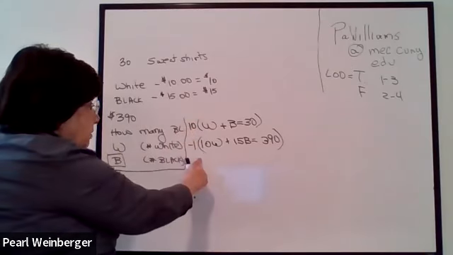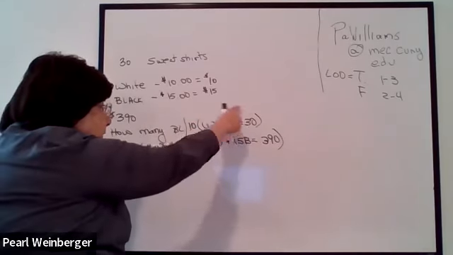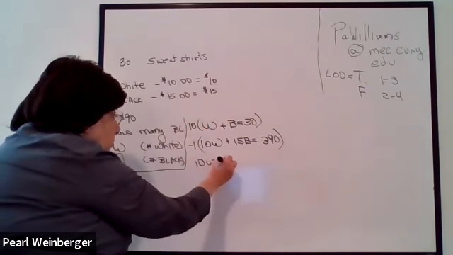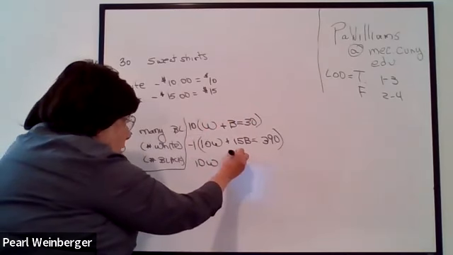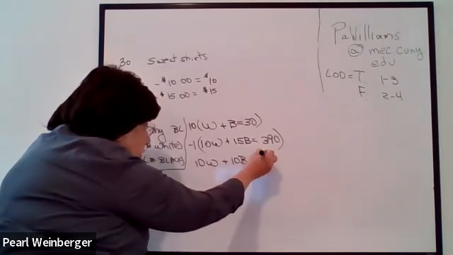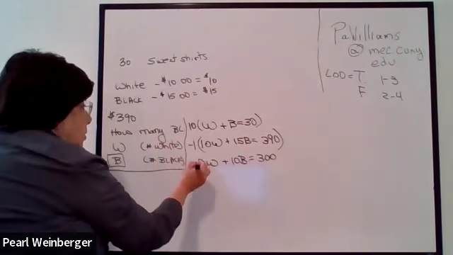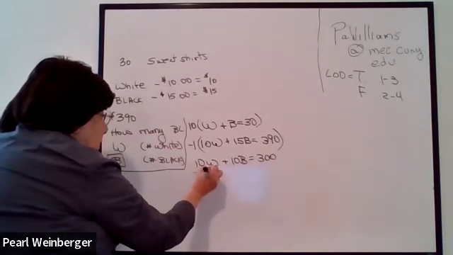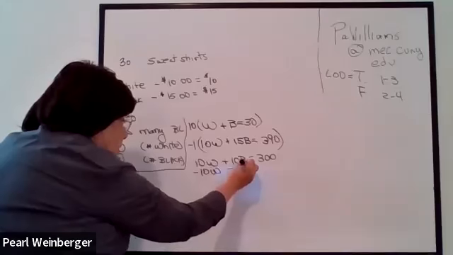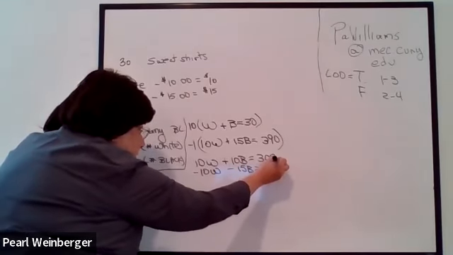Okay, so let's see what my equations are going to turn out to be. Multiplying the top equation by 10, I'm going to get 10W plus 10B equals 10 times 30, which is 300. And the bottom equation is going to become negative 10W minus 15B equals negative 390.